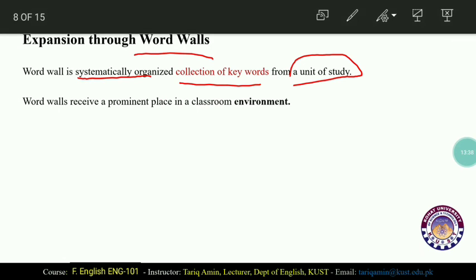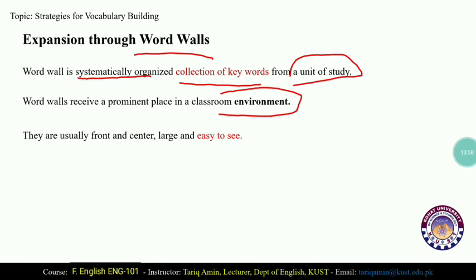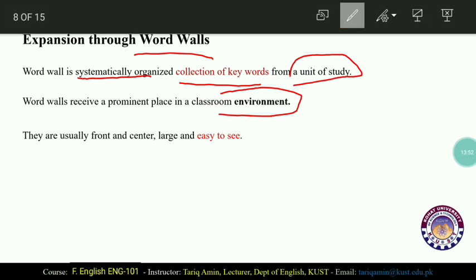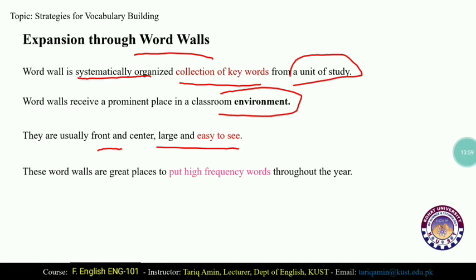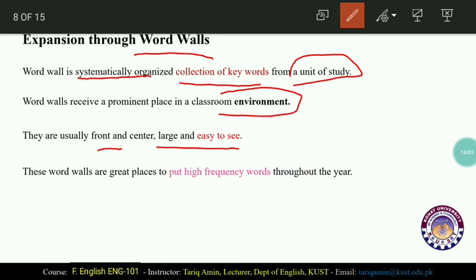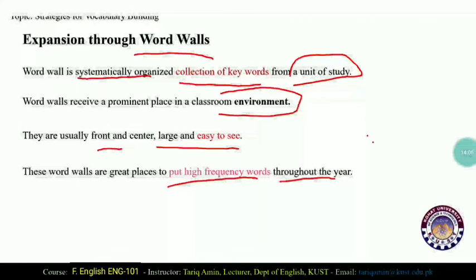And word walls receive a prominent place in a classroom environment, and you can put that word wall in your class as well. They are usually front and center, large, and easy to see. These word walls are great places to put high frequency words throughout the year. I've given you the example of a unit of study, that is cell.